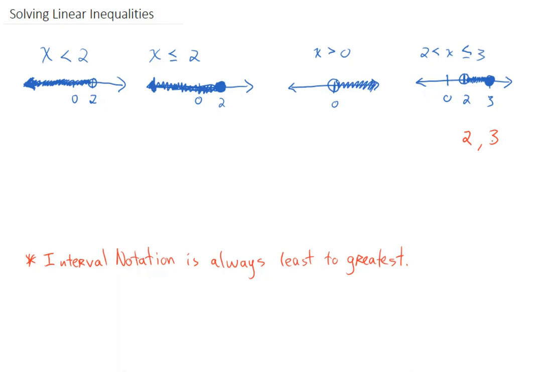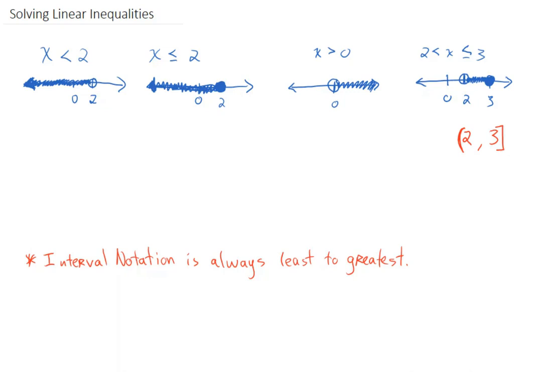Now, what's going on at 2 and what's going on at 3 are two different things, because we want to include the value of 3 but exclude the value of 2, and we need notation to symbolize that. So to exclude the value of 2, we use a parenthesis, and to include the value of 3, we use a bracket.